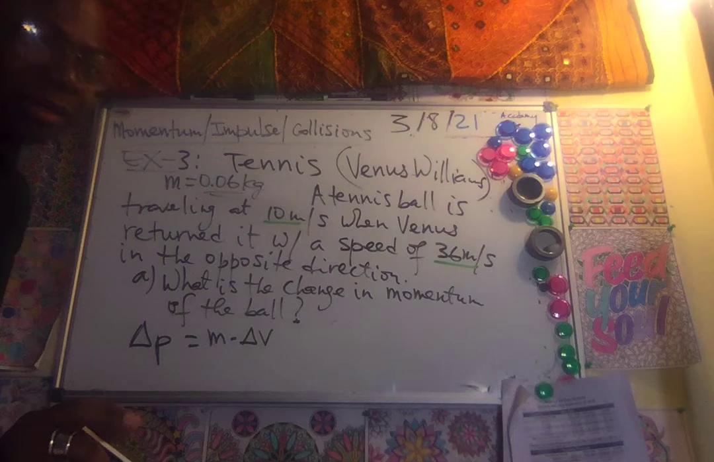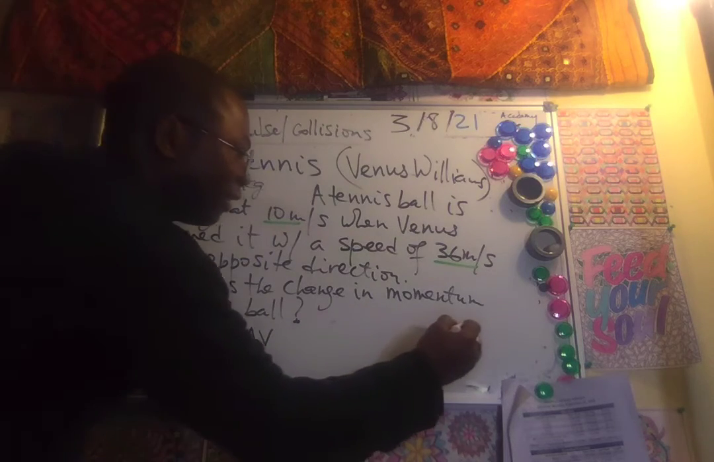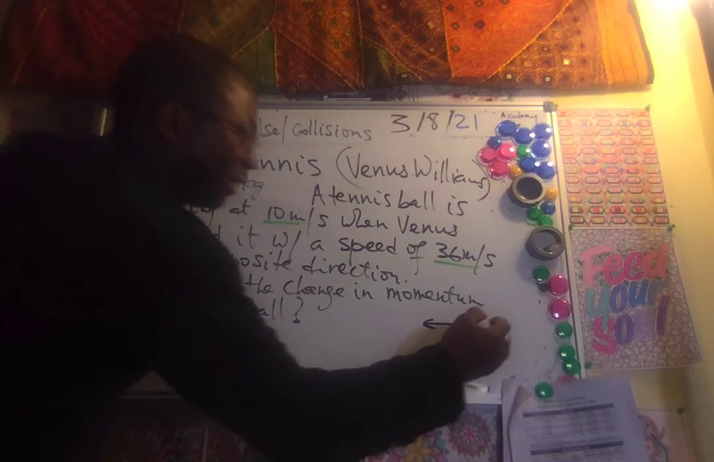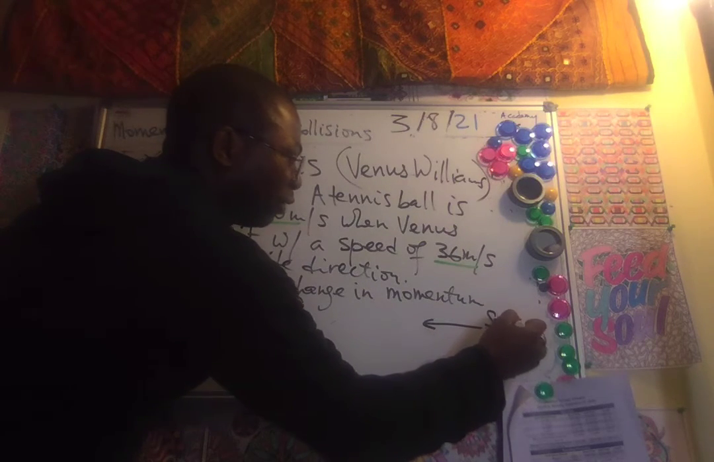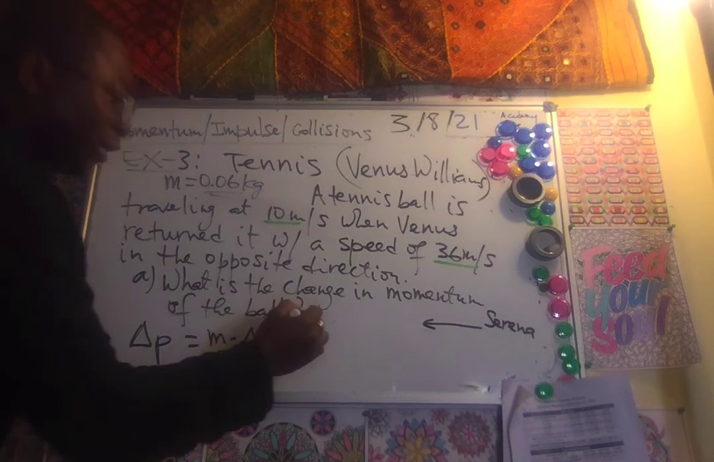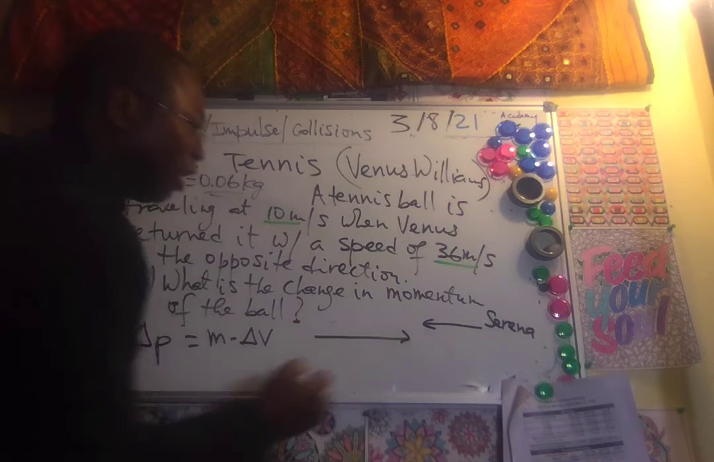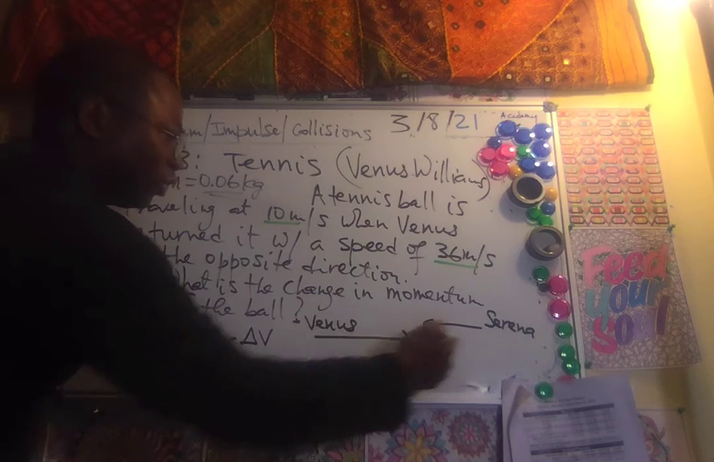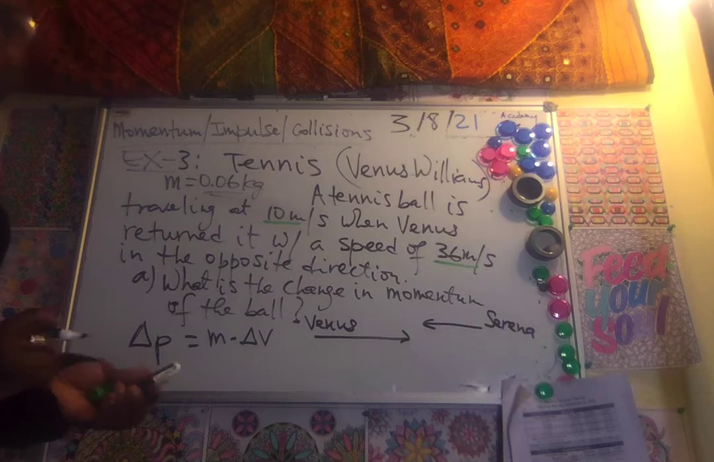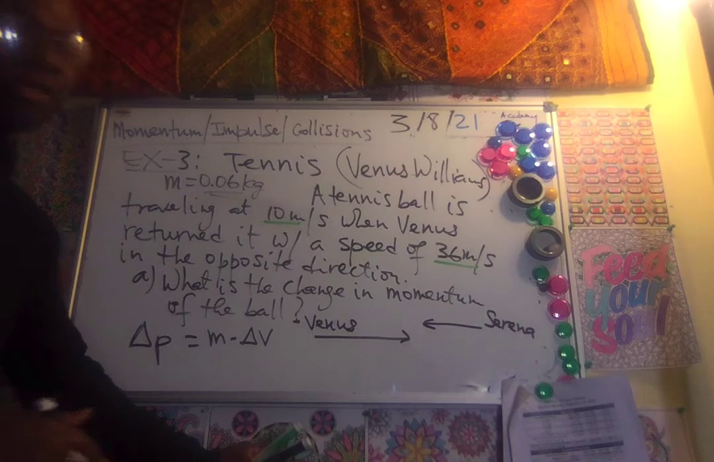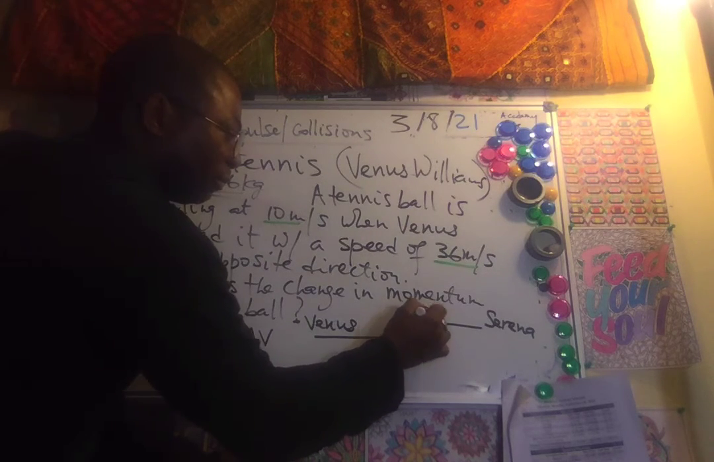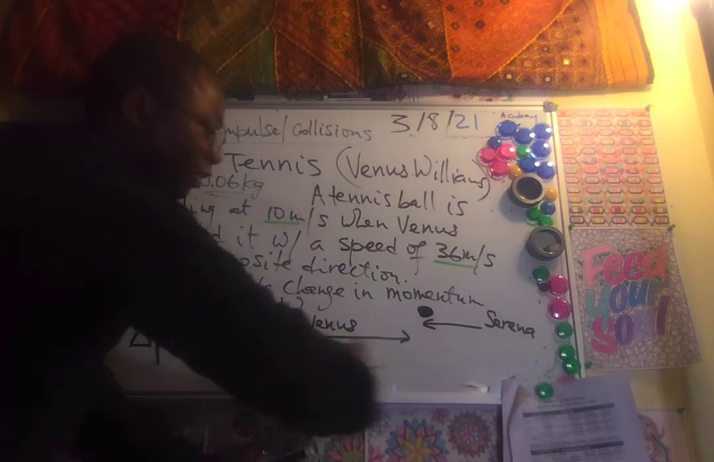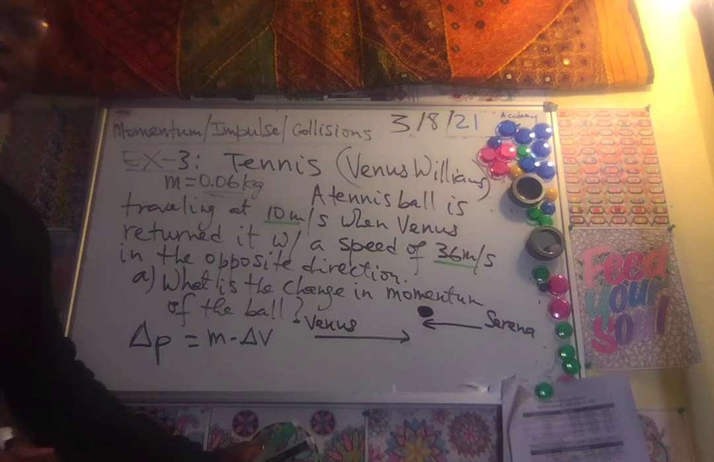But we know Serena is sending the ball this way. Then Venus hits the ball in the opposite direction. This is Venus. So draw these two arrows for me. It's going to help you understand better. So Serena sends the ball going this way, and Venus hits it in the opposite direction.